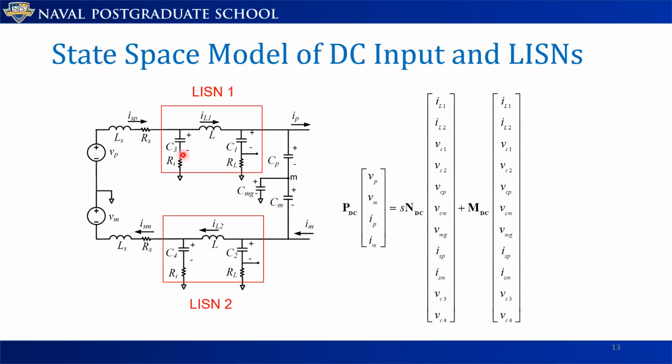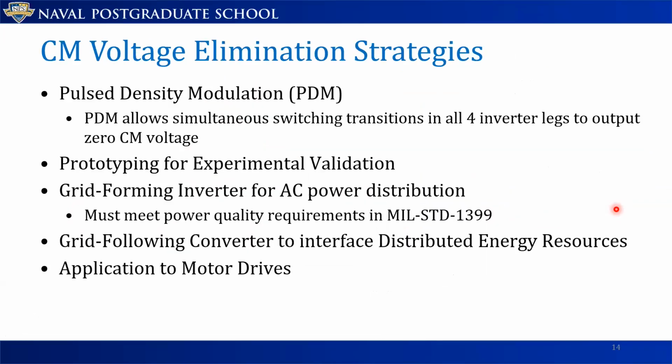And so we have to account for the LISN. The state space model also includes the DC side with the LISN, and so more state space equations. Again, this is not something that I want to focus on, but you can find those equations in some of the papers in the reference section. So with this, I now want to focus on some common mode voltage elimination strategies that we have been investigating in the last few years.